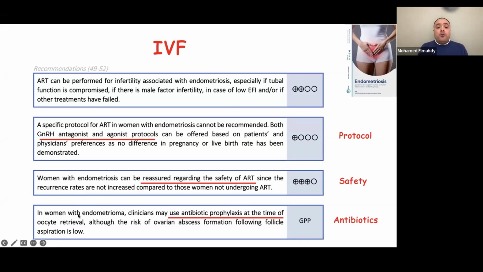If you go for OPU, you should give antibiotic prophylaxis at the time of oocyte retrieval in order to avoid ovarian abscess formation from your puncture.